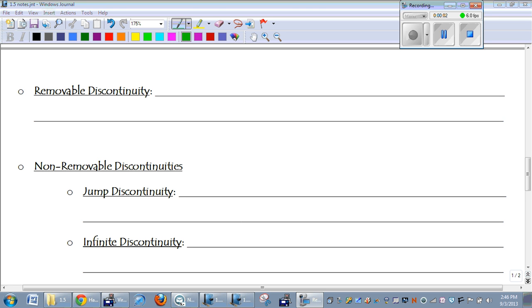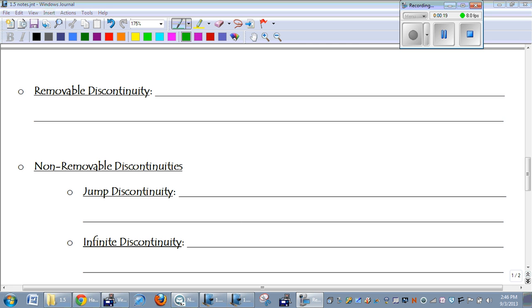Alright, we're going to break down discontinuities into a couple different categories. Removable and non-removable discontinuities. And non-removable discontinuities we're going to break down into jump and infinite.